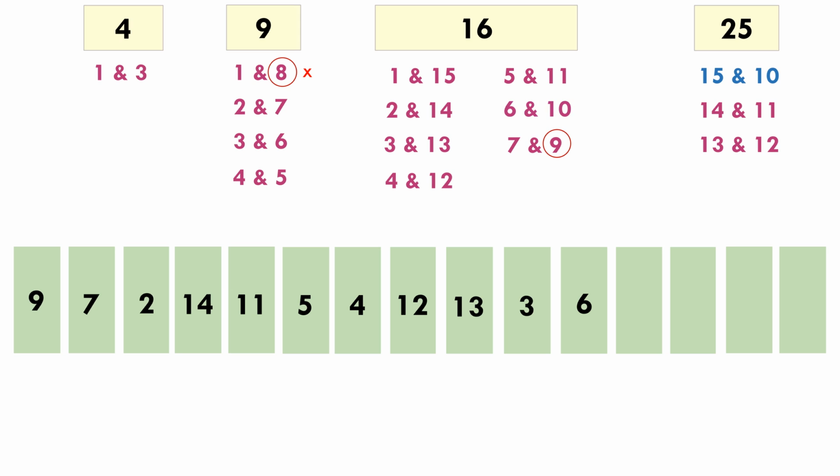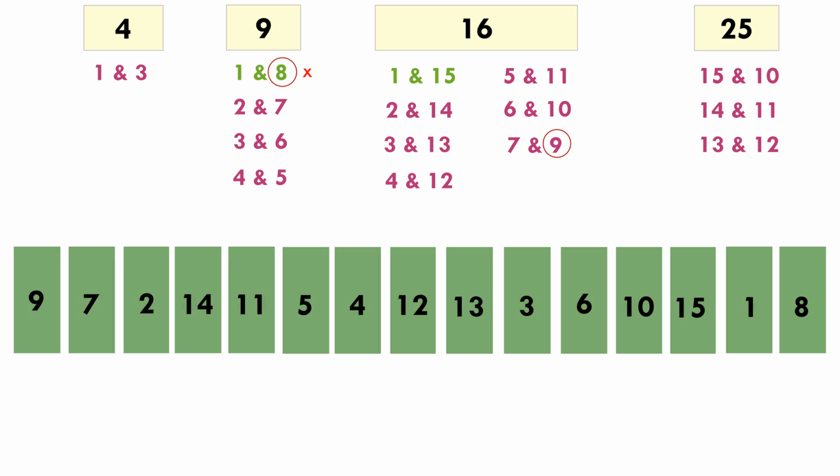Now another pair for 6 is 10, so 10 comes next. Then 10 is also paired with 15, so 15 comes next. Then 15 is paired also with 1, so 1 comes next. Then finally 1 is paired with 8, so 8 comes next. And with this, we have arranged all the numbers in the sequence.